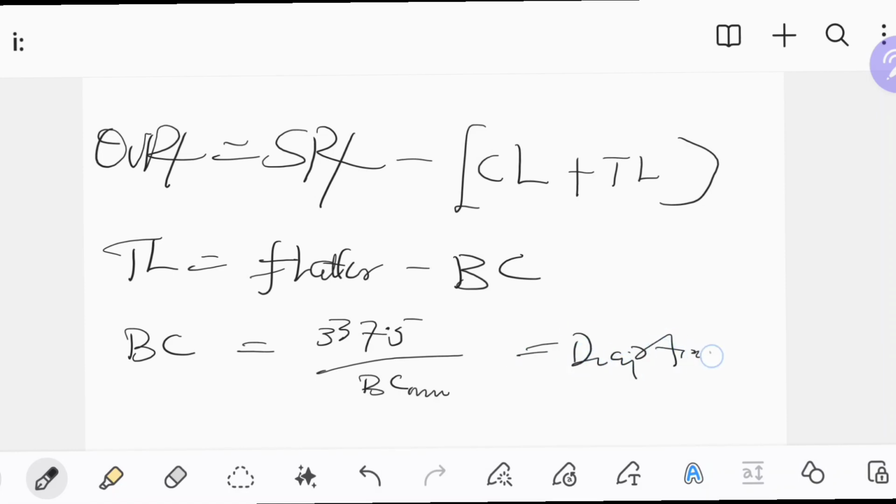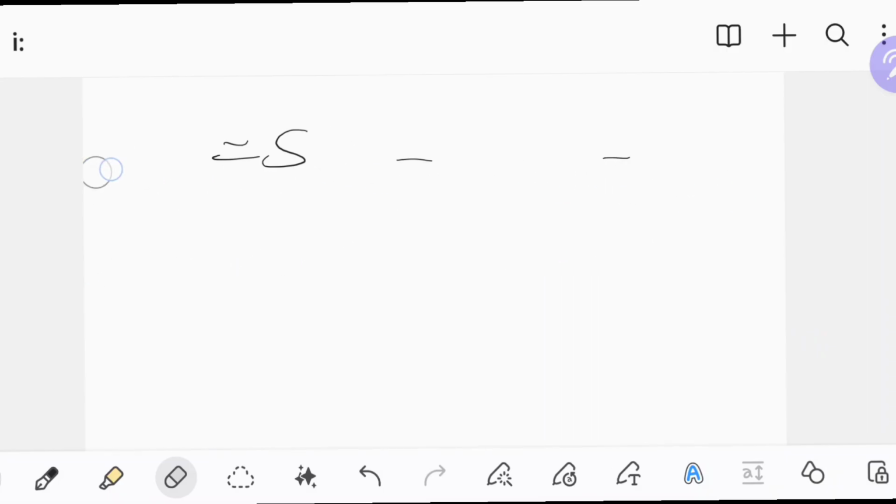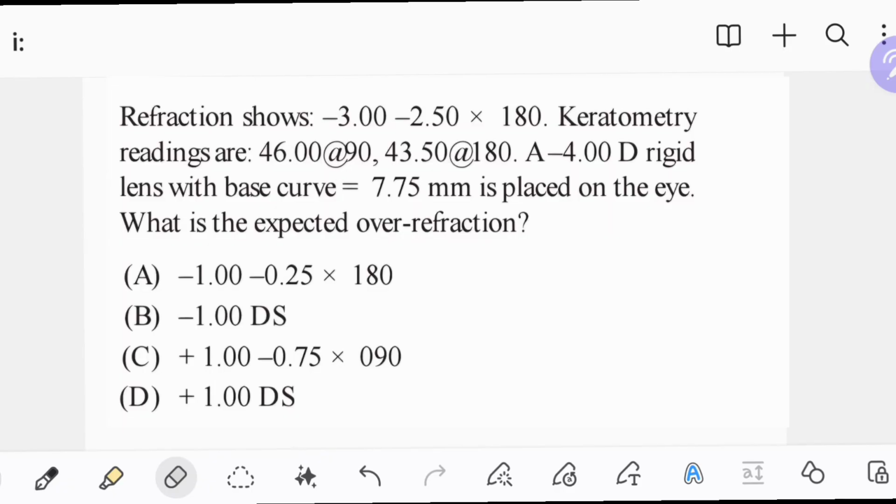I hope this helps you to understand. But if you are still confused in any aspects of this, feel free to type your question in the comment section. I hope I will see it, and I will also explain further in simple terms how you can organize this idea and use it to solve any form of complex or simple over refraction questions.